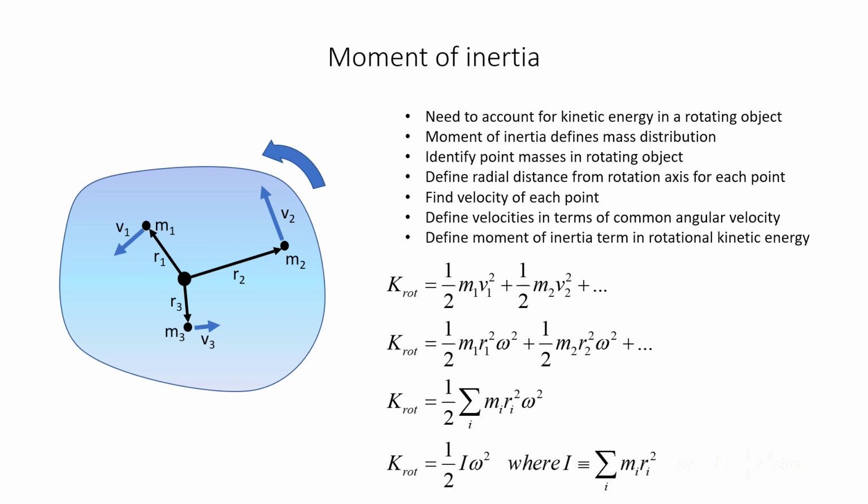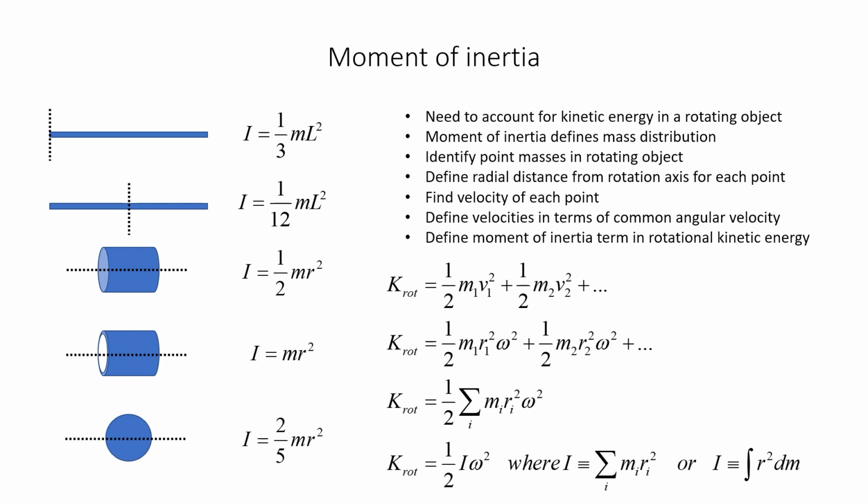We define this sum of m_i r_i squared as the moment of inertia I. We can write the rotational kinetic energy as 1/2 I omega squared. If we have some distribution of matter that's continuous, we can write this sum as an integral. If we work through the integration of some common objects, we can find the moments of inertia.